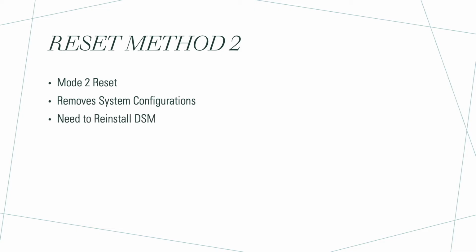The second reset method, which Synology calls Mode 2 Reset, will wipe DiskStation Manager, or DSM, from your Synology NAS, essentially removing all system configuration and leaving you at a point where you need to reinstall DSM and reconfigure your Synology NAS once again. This method won't impact your data, but again, backing up your data is recommended.